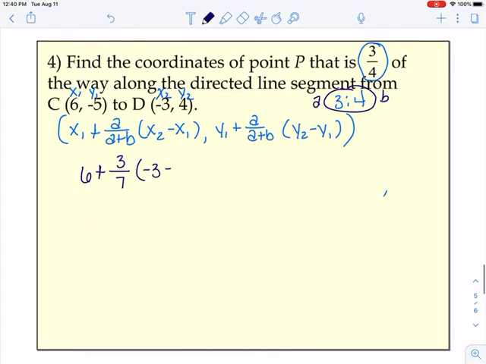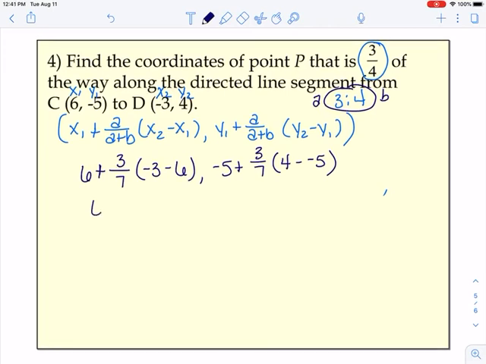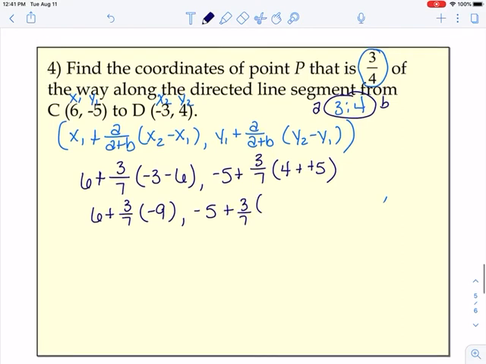X2 is -3, a minus sign from the formula, and X1 is 6. And on the right, Y1 is -5, plus that A over A plus B, which we already found is 3 over 7. And Y2 is 4 minus Y1, which is -5. Okay, so doing what's inside our parentheses, -3 minus 6 is going to give me an answer of -9. And on the right, I'm going to do keep, change. So 3 over 7, 4 plus 5, sorry, this keeps jumping, is 9.